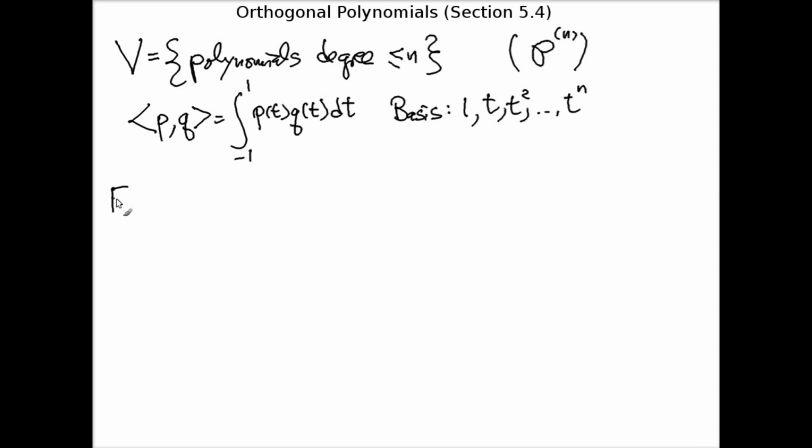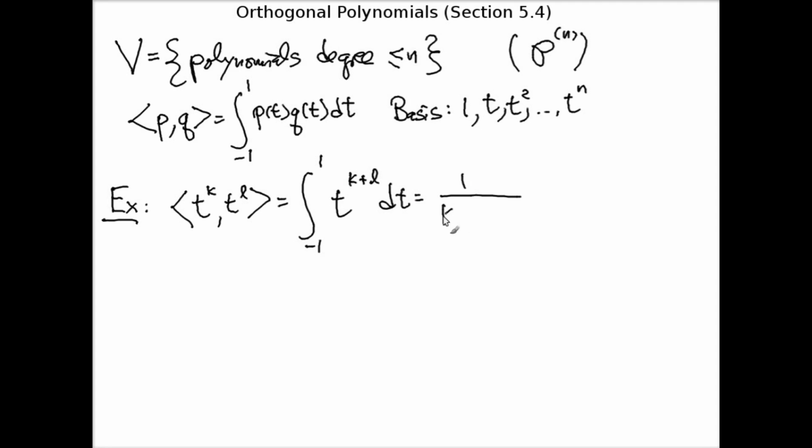So, for example, you could ask, what are the properties of this basis? For example, is it orthonormal, or is it orthogonal, or what? Well, what is the inner product of t to the k with t to the l? By definition, it's the integral from minus 1 to 1 of t to the k plus l dt, and you all know what that is. That's 1 over k plus l plus 1, t to the k plus l plus 1 from minus 1 to 1. And what is that?